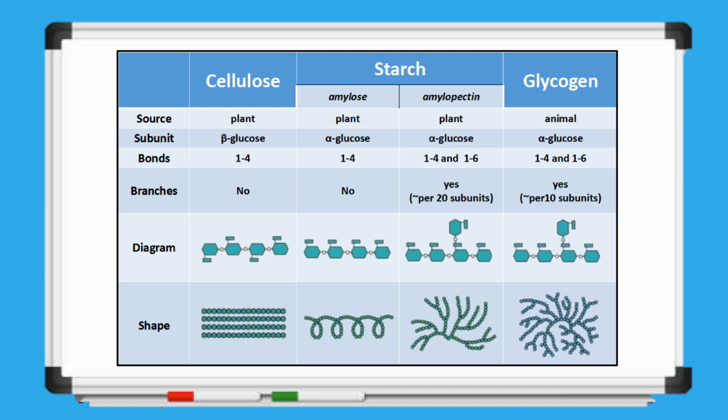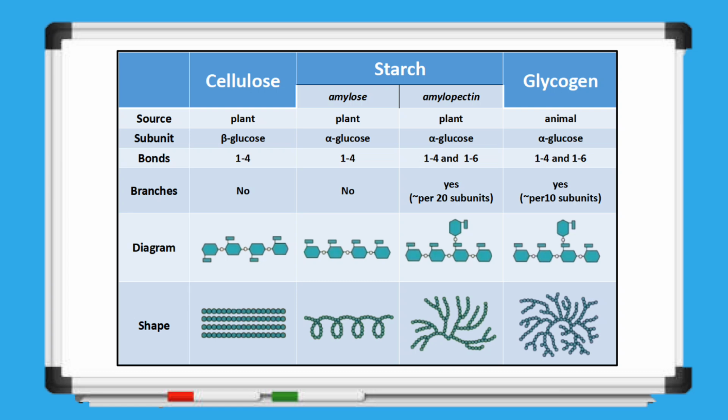It's made from beta-glucose molecules, and the glucose units are linked by 1,4 bonds. These chains form long, straight, and unbranched structures. Because of the way the bonds work, the chains lie next to each other and form strong fibers, which are perfect for giving strength to plant cell walls. Cellulose does not have any branches.